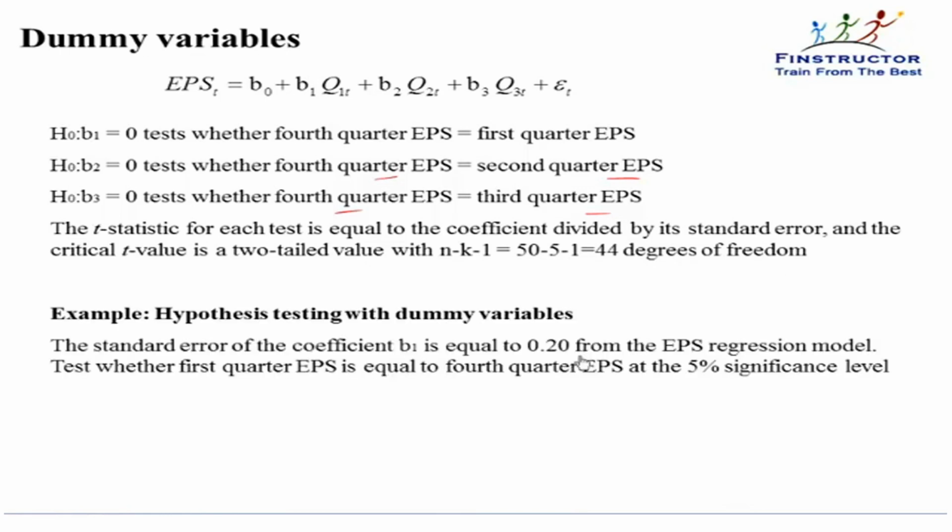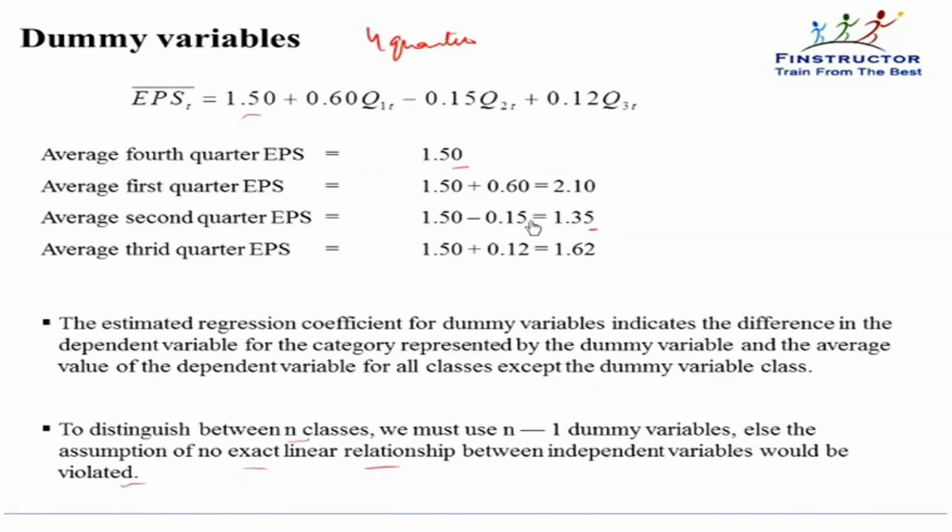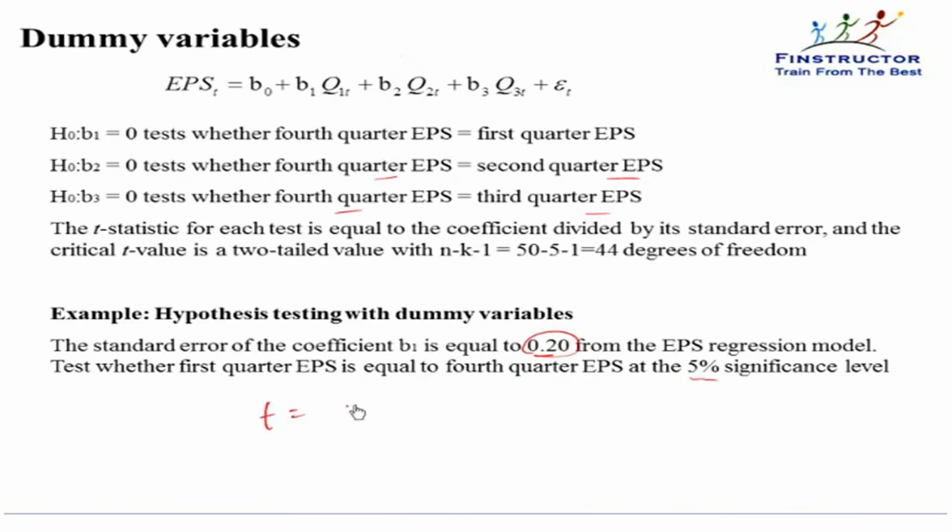The standard error of the coefficient B1 is equal to 0.2 from the EPS regression model. Test whether the first quarter EPS is equal to the fourth quarter EPS at the 5% significance level. The standard error is 0.2. The value of B1 we estimated was 0.6. The t statistic can be calculated as 0.6 upon 0.2, that is equal to 3. The critical value is somewhere in the range of 2.01. It will be given in the question.